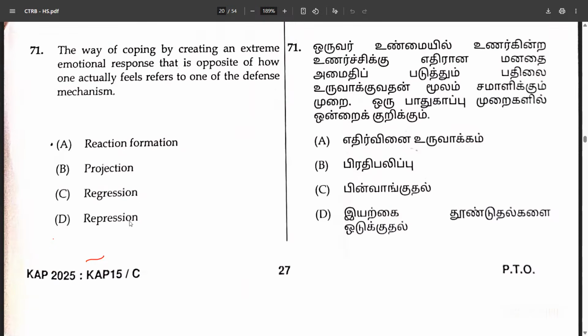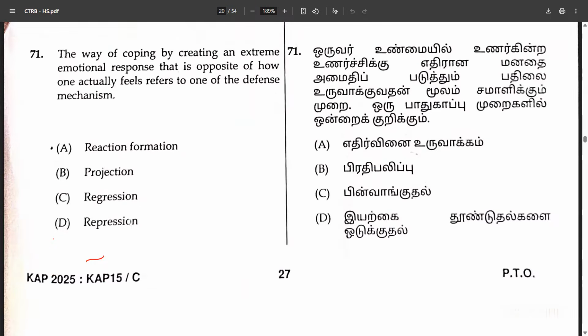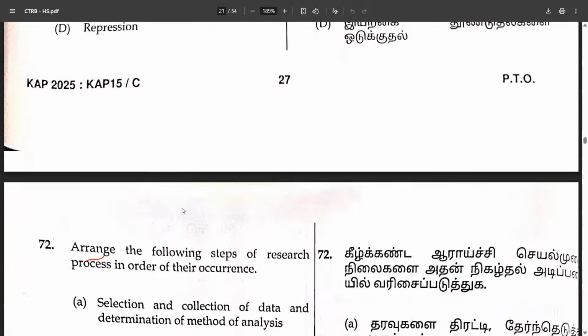Coming to the next question, which is the way of coping by creating an extreme emotional response that is opposite of how one actually feels, refer to which kind of defense mechanism. This is the base of Freud's defense mechanisms. So this is reaction formation: what you're feeling, you respond in the very opposite way. You are angry, but you're talking very sweetly. "No, everything is okay." This is your reaction formation defense mechanism.